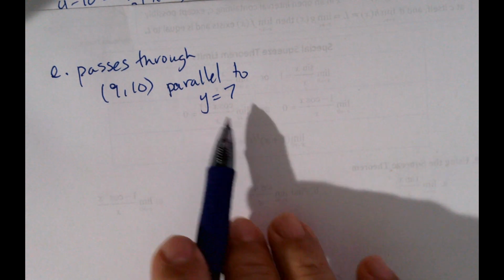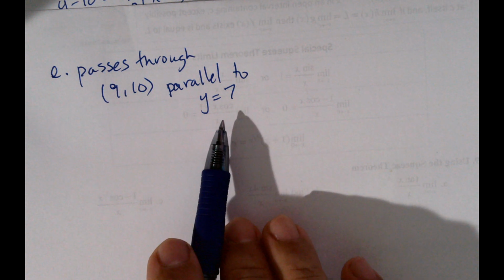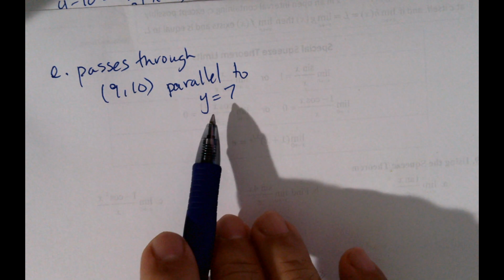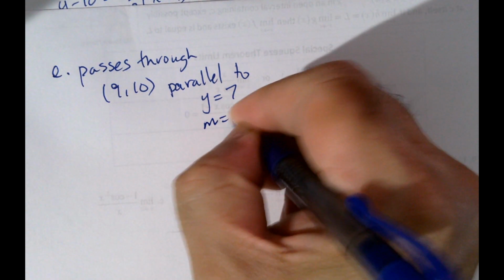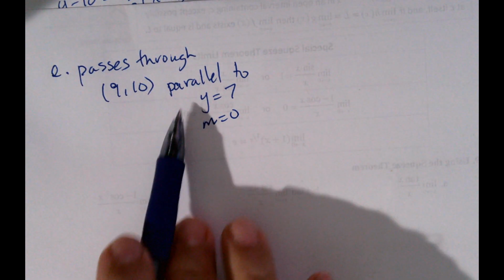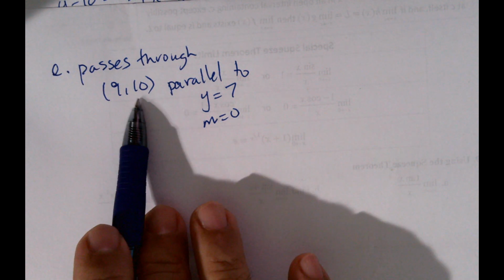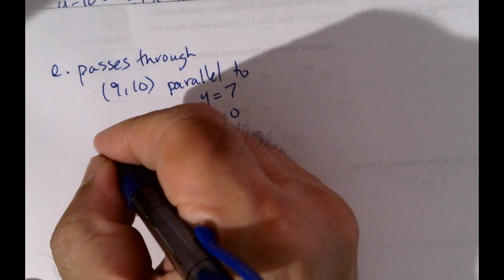So what is the slope of this line? The slope is not 7, the slope is 0. When there is no x, the slope is 0. So that means I want it to be parallel to a horizontal line. Right? And when the slope is 0, it's just y equals the y value. So it's y equals 10.